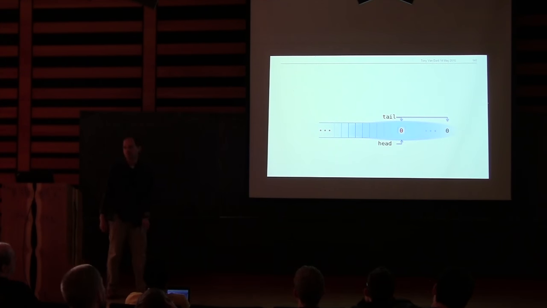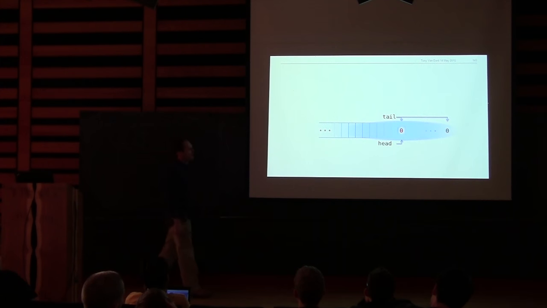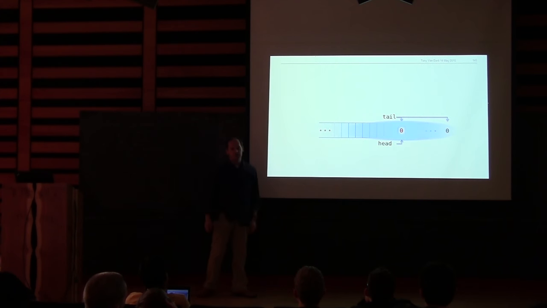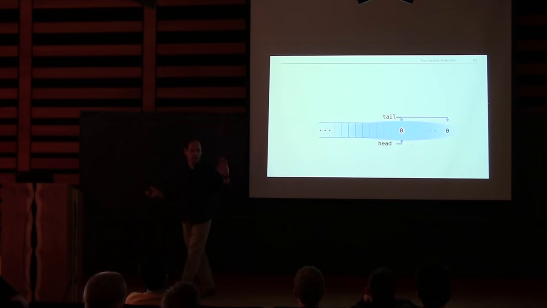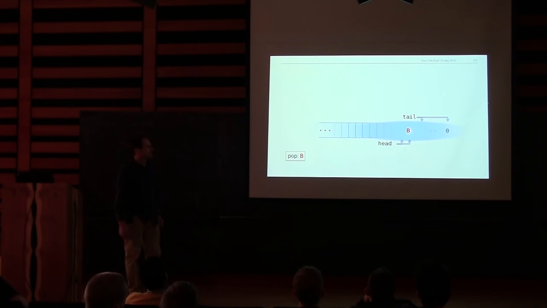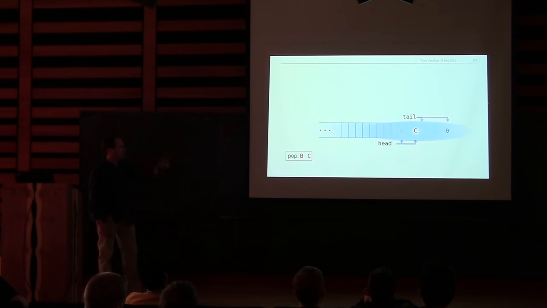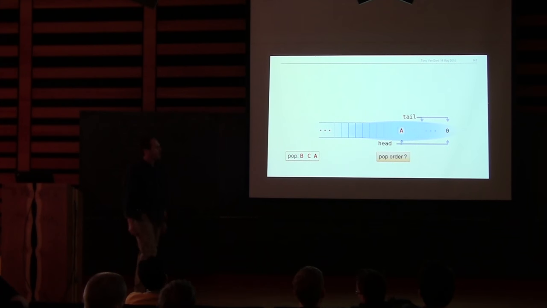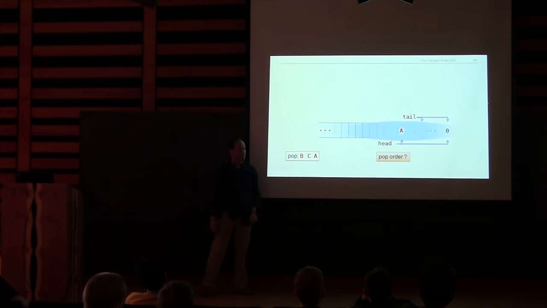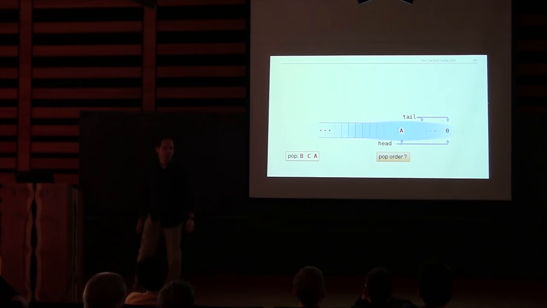So the ordering problem. Head comes in. He sees the first thing is zero. That's all he can see, right? He can only see one thing at a time. He goes and he sees B. Oh, there's something in the next location. Great. Let's pop that. Goes along, he sees C. Awesome. Pop that. And he keeps going along until he gets to the end. And eventually he'll come back and say, oh, A's there now. Great. Pop A. Is that okay?